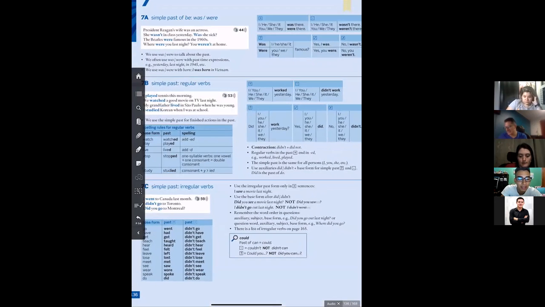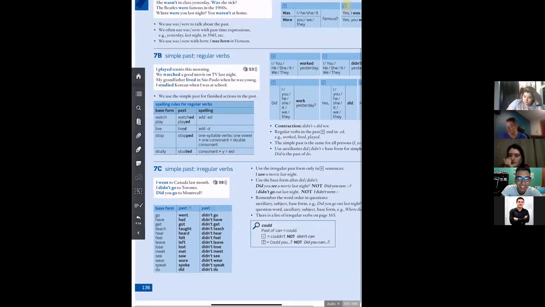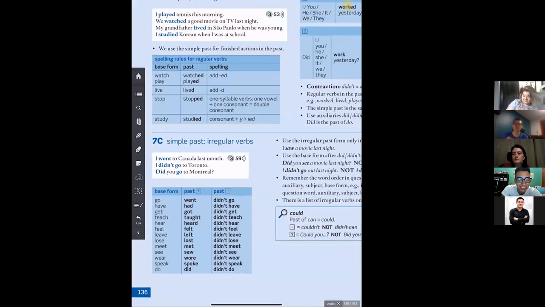Okay, for this one, it's simple past irregular verbs. As I was mentioning before, we have regular and irregular verbs. Regular verbs are the ones that we add -ed to at the end, and irregulars are the ones where the simple past form changes, meaning that it can be similar or completely different to the original form. Which are some of those?